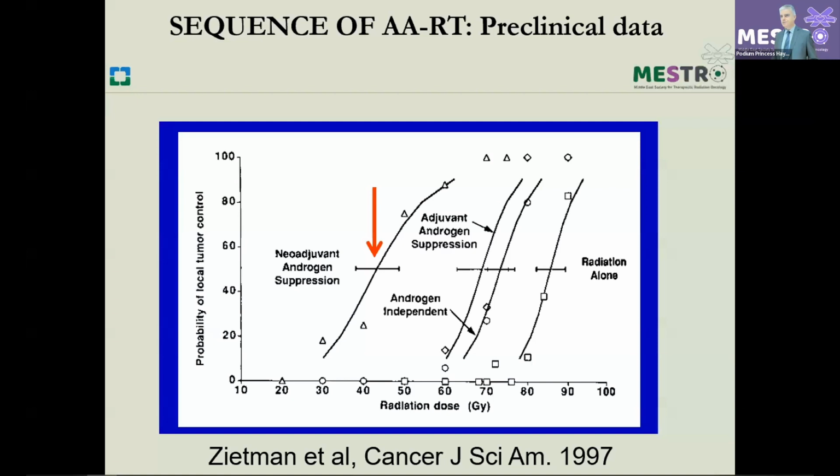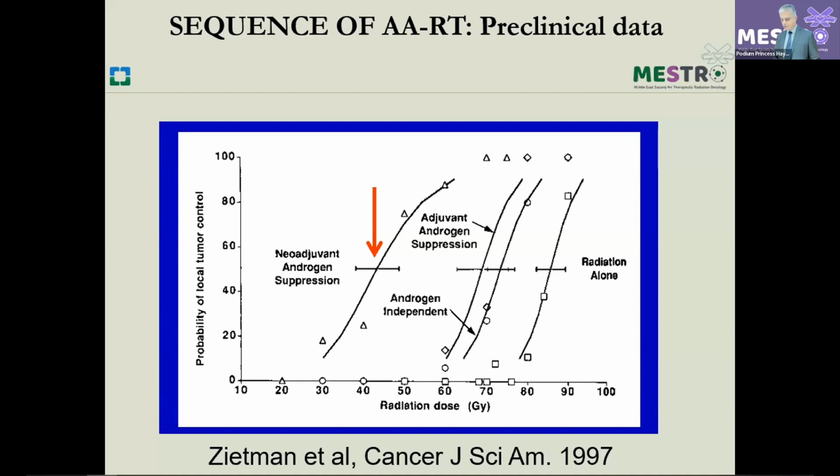This is an old slide from Anthony Zietman from Mass General. Very beautiful and classic laboratory work using animals with xenografted prostate cancer tumors, testing the value of radiation therapy with or without ADT. Using the TCD50, which is the tumor control dose for controlling 50% of the mice xenografted. This is the radiation therapy alone, and this is the animals treated with neoadjuvant androgen suppression and radiation.